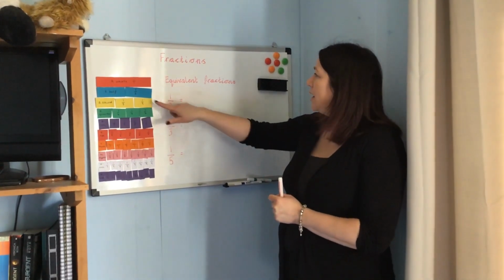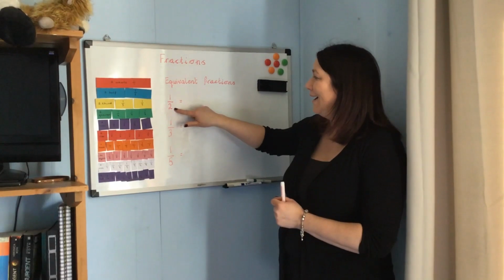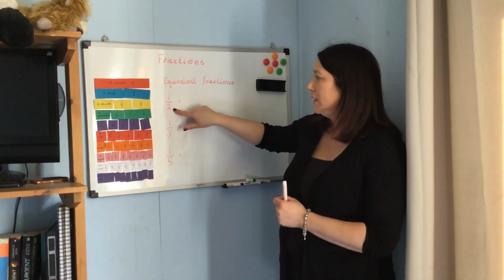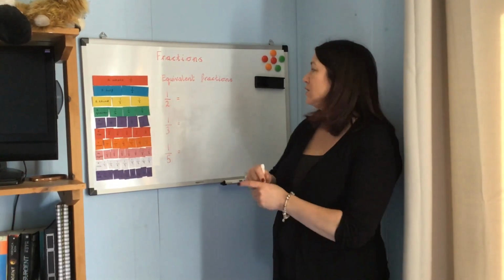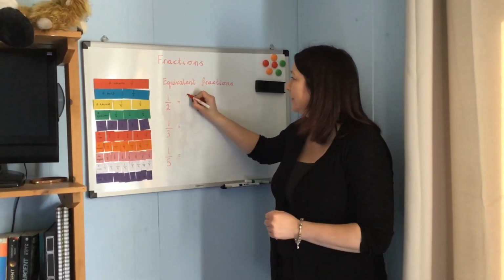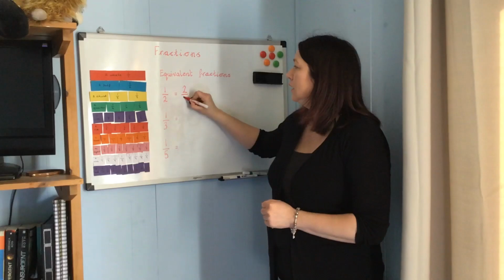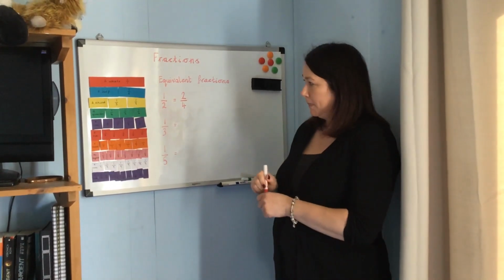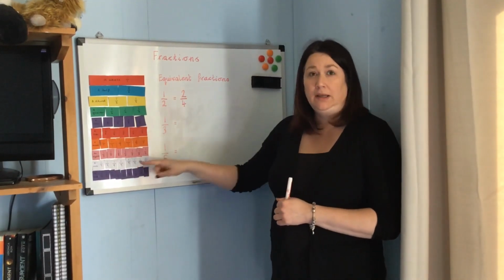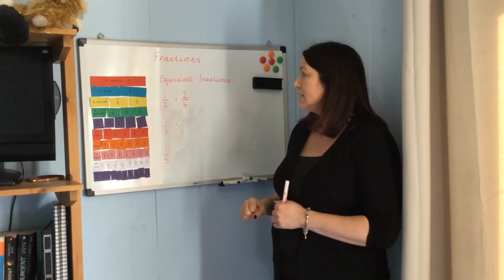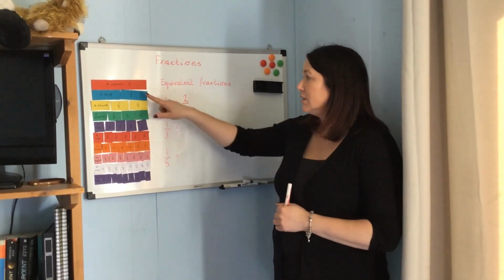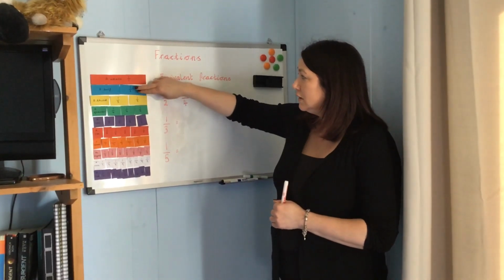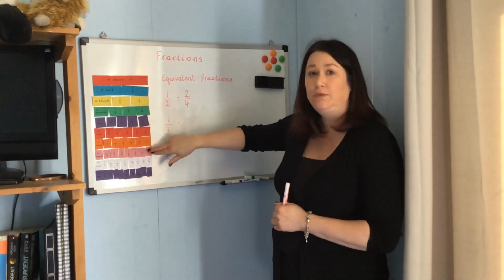We can see from our fraction board that a half actually takes up the same space as 2 quarters. So I'm going to write that here. So a half is 2 quarters. I can also see by looking at my fraction board that as well as a half being the same as 2 quarters, it is also the same as 4 eighths.